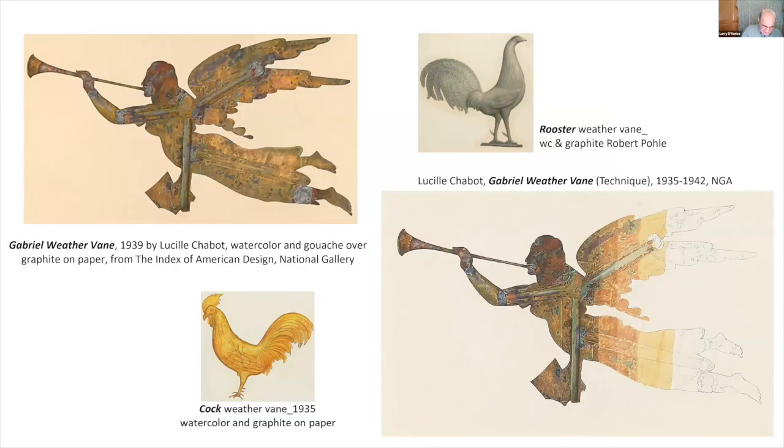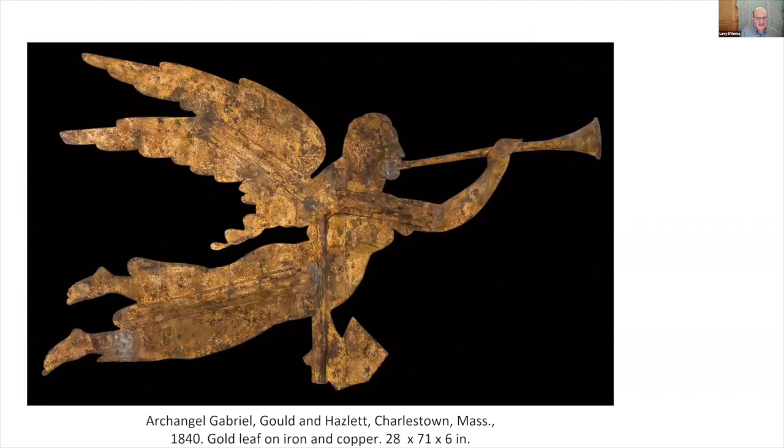And now I'm going to talk a little bit about this Index of American Design. Basically, what you see on the upper left-hand corner is a watercolor and gouache on paper. This is the original, and it's pretty big. It's 71 inches across.